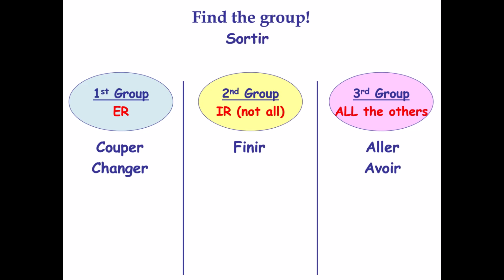Sortir, to exit or to get out. Sortir ends with IR, so it could belong to group 2. But for we go out, we say nous sortons. You do not hear the "is" sound that all group 2 verbs have. So sortir belongs to group 3.